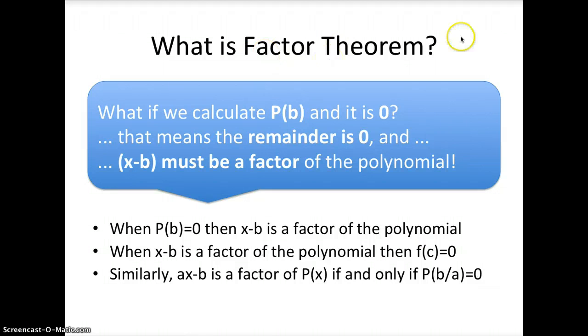What is the factor theorem? What if we calculate p(b) and it is 0? That means the remainder is 0, and x minus b must be a factor of the polynomial. When p(b) equals 0, then x minus b is a factor of the polynomial. When x minus b is a factor of the polynomial, then p(b) equals 0. Similarly to this, there's a name for this. I will show you in the next slide.